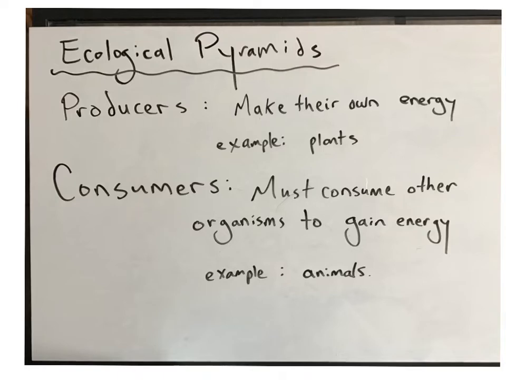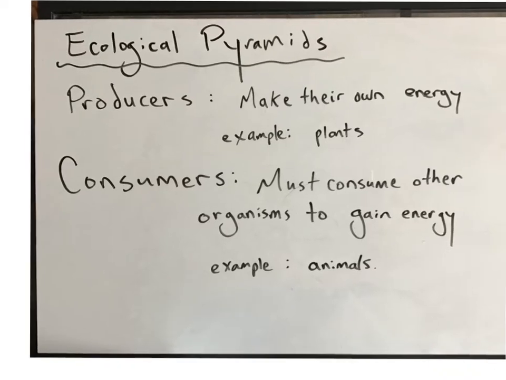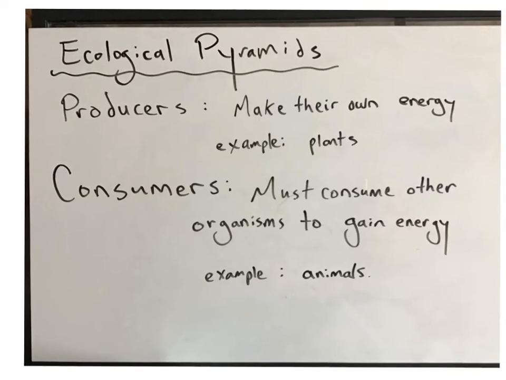Producers are things like plants and trees and algae, things that photosynthesize and make their own energy. They're able to use the sun's energy to create food to sustain themselves. They don't need anything extra. They don't need to eat anything or consume anything. If their conditions are right and they're in the sun, they can keep living forever.